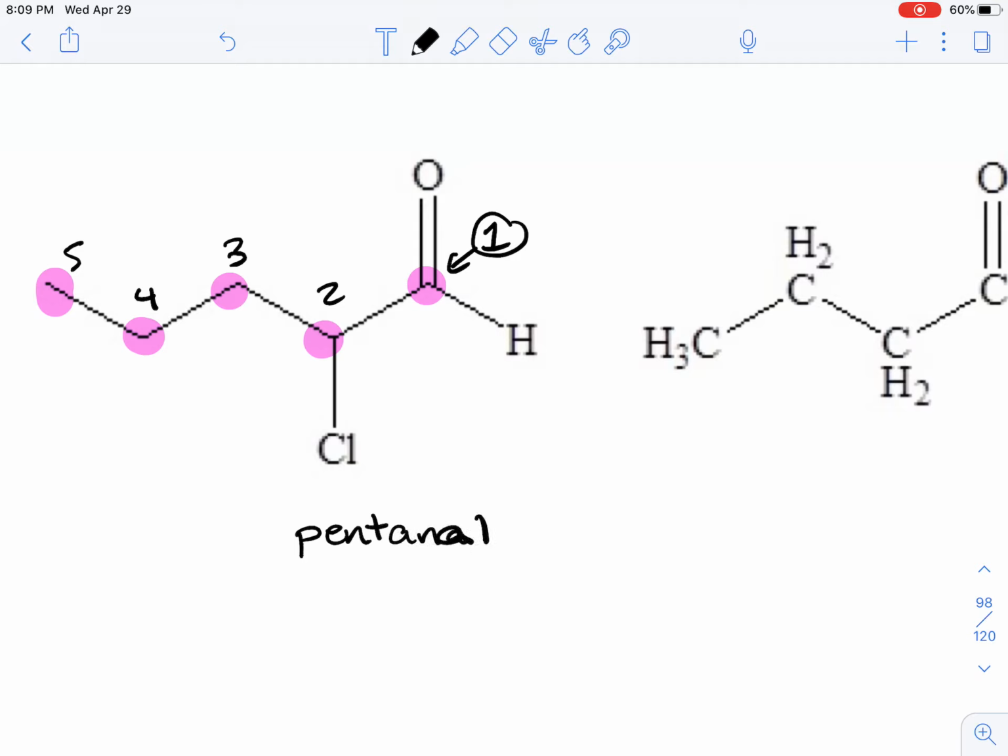So I'm already jumping into the final parent name for this structure. The only thing that I have yet to describe is the chlorine. And so I'm going to go ahead and put 2-chloropentanal. And once again, the number 1 is going to be omitted from the name.